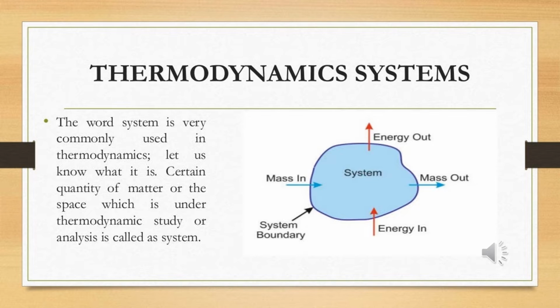Here you can see the diagram which shows the system, where mass is getting in and mass is getting out, and energy is getting in and energy is getting out. There is a boundary, that is the system boundary. So a system is nothing but a substance or a group of substances in which we have a special interest.